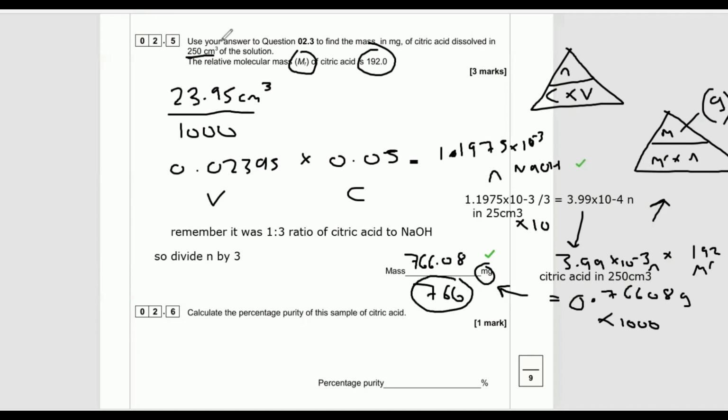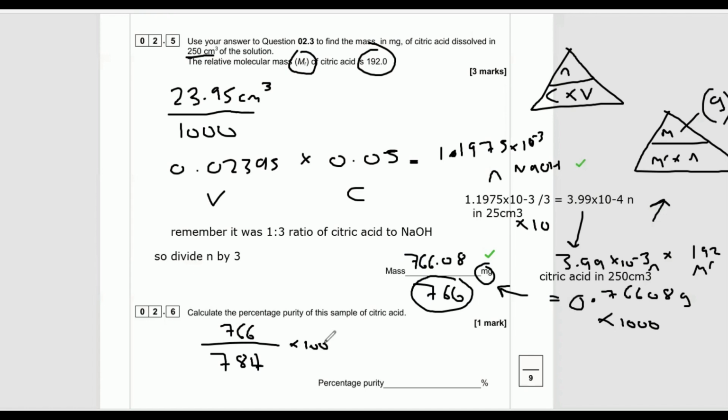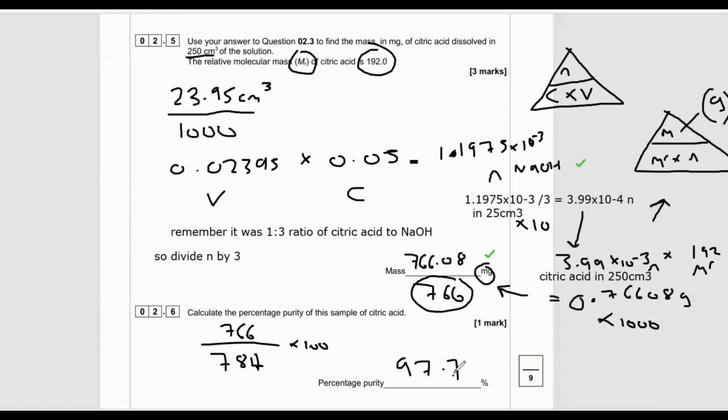Calculate the percentage purity. So all we've got to do there is say, what was the total mass in milligrams? I think it was 784. So we're going to do 766 divided by 784 times 100, and we've got the purity. Lovely, bubbly. And what does that equal? Let's check it out. 766 divided by 784 equals that times 100 equals 97.7%. And here we go.